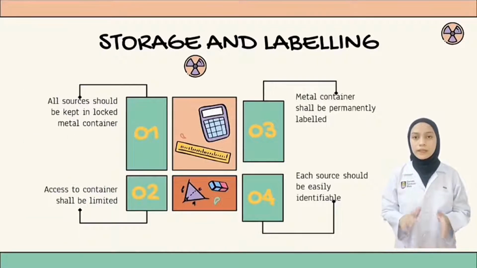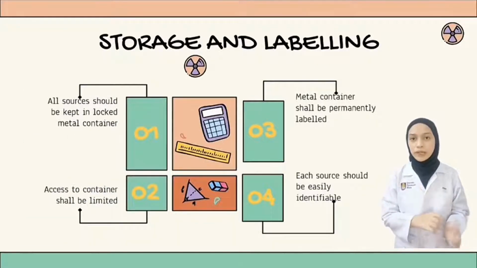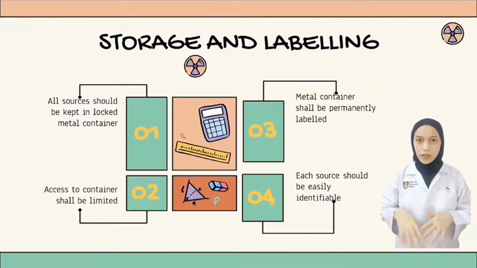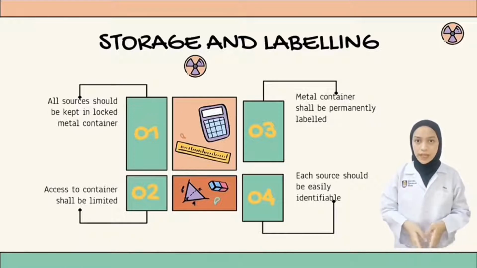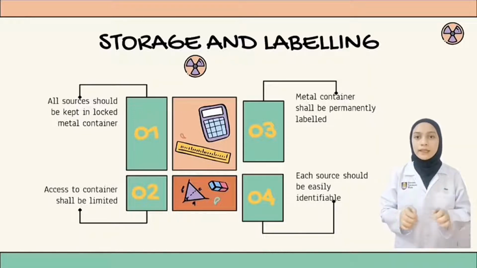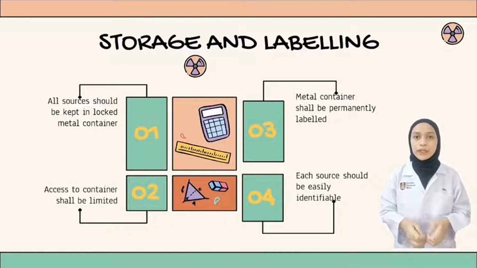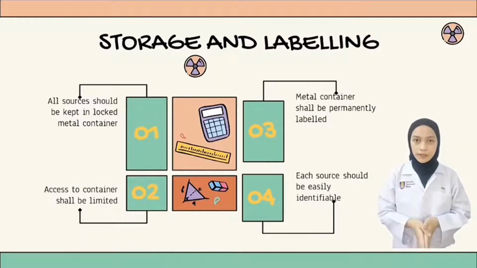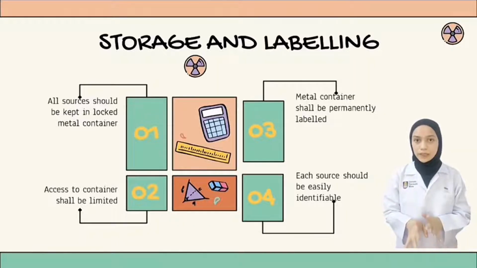However, there is a specific way to store and label radioactive materials. All radioactive sources should be kept in metal containers because metal is the preferred material for radiation shielding. Lead is highly effective in providing protection from sources of radiation, so radioactive material does not disperse into the environment.